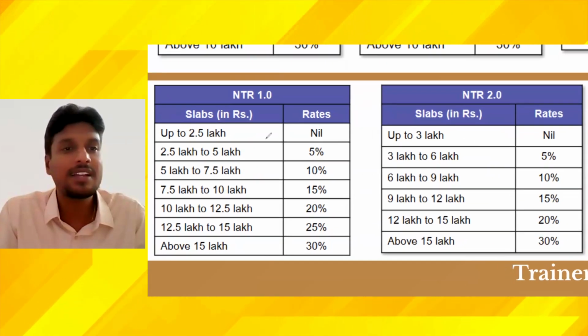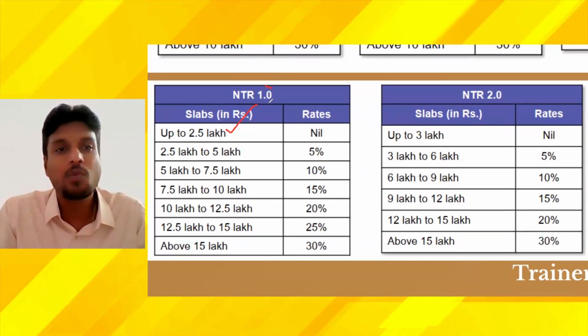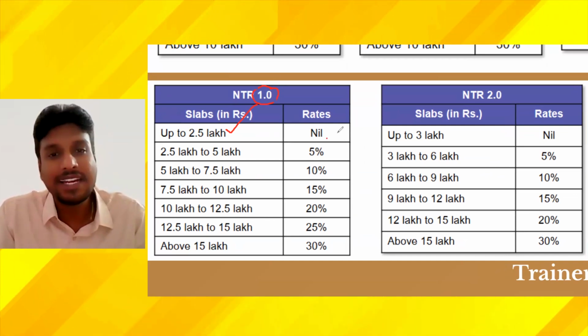So new tax regime said that up to 2.5 lakh, new tax regime 1.0 said that up to 2.5 lakh nil.